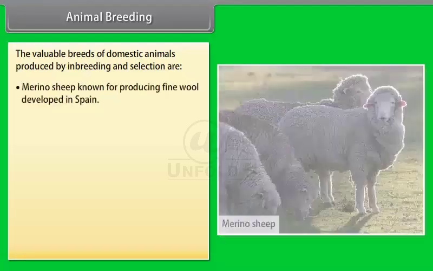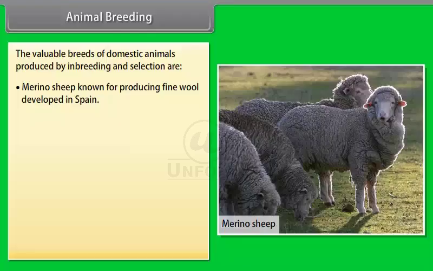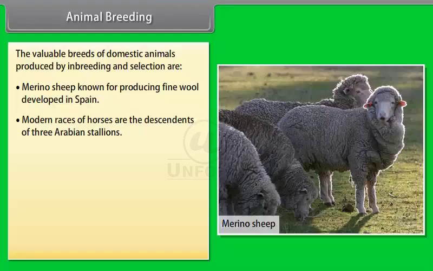The valuable breeds of domestic animals produced by inbreeding and selection are: Number 1. Merino sheep, known for producing fine wool, developed in Spain. Number 2. Modern races of horses are the descendants of 3 Arabian stallions.